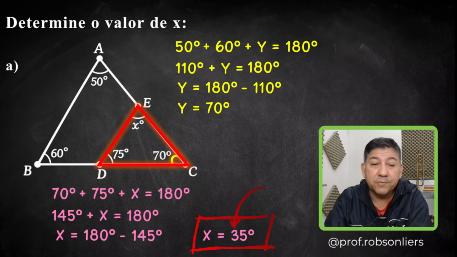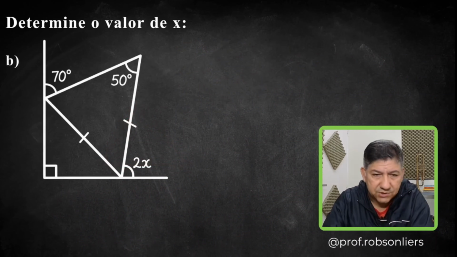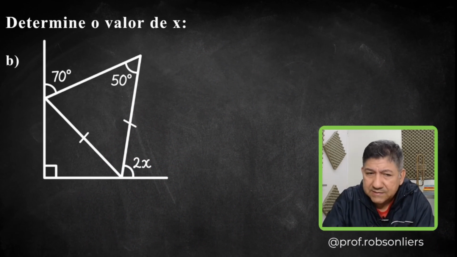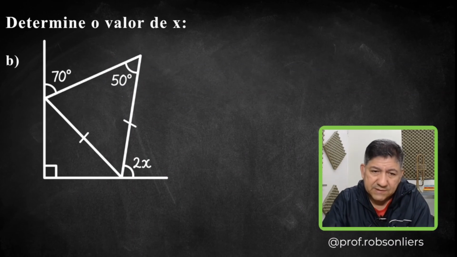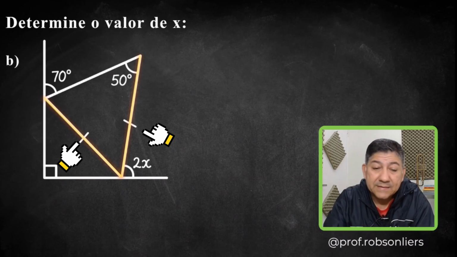Well, let's go to the second problem, which is this one. Same way, it's to determine the value of X. Well, the first step to solve this problem is to analyze the figure. Looking at this triangle, we have here an angle of 50 degrees in the triangle, and we have these two little lines on these two sides, this means that these two sides are equal.